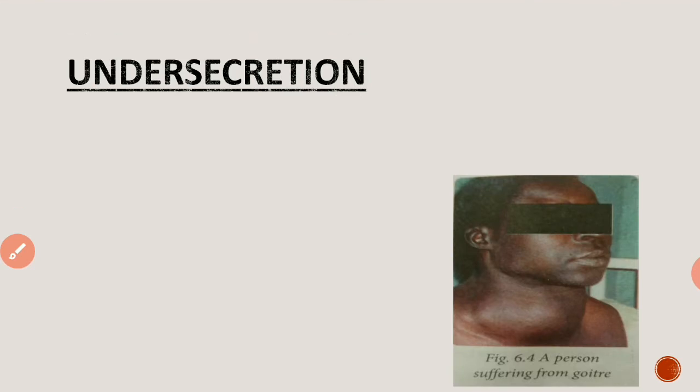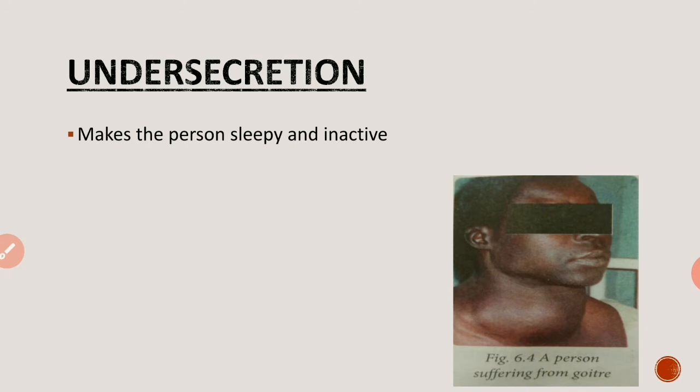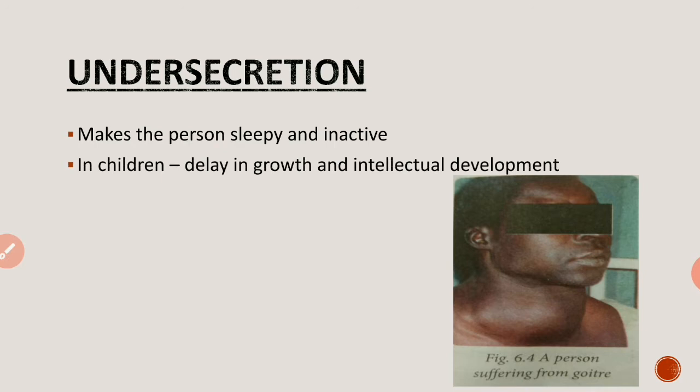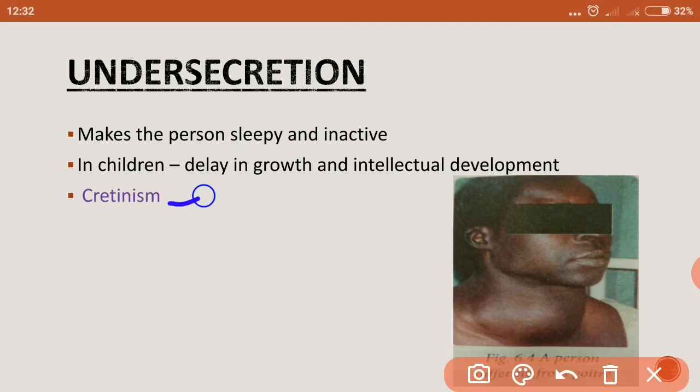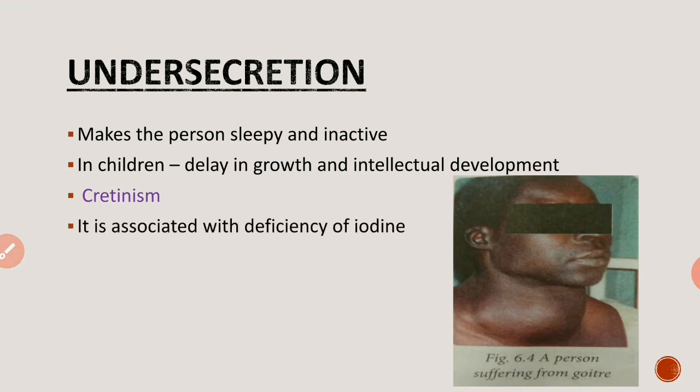In under secretion, meaning less secretion, the person will feel sleepy and inactive. He will feel lethargic. And if it occurs in children, then, as you know, thyroxine is responsible for growth and development of the person, so the growth will be delayed and intellectual development will also be delayed. This condition in children is characterized by delay in growth and intellectual development, and if it occurs in a severe way, this condition is termed cretinism. What is it called? Cretinism.